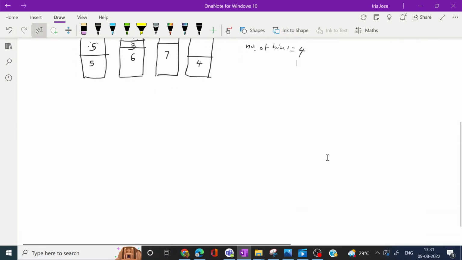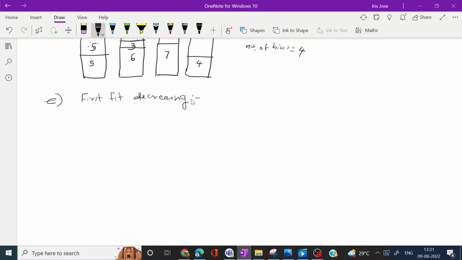Then next we have to see, we cannot see any advantage of best fit over first fit. The third one is first fit decreasing. First fit decreasing means the weights I need to first arrange in decreasing order, and then apply the first fit.